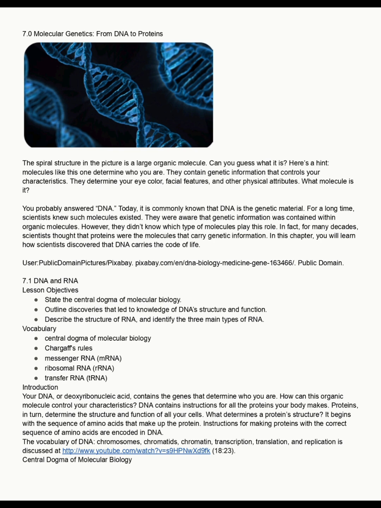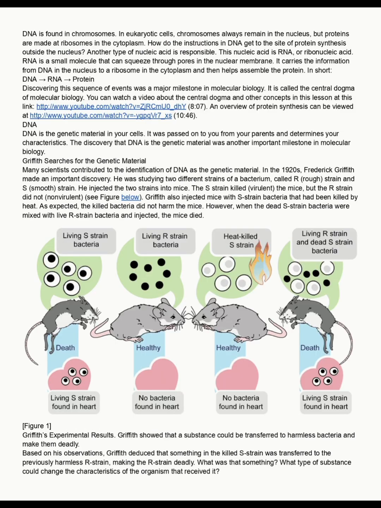Central dogma of molecular biology. DNA is found in chromosomes. In eukaryotic cells, chromosomes always remain in the nucleus, but proteins are made at ribosomes in the cytoplasm. How do the instructions in DNA get to the site of protein synthesis outside the nucleus? Another type of nucleic acid is responsible. This nucleic acid is RNA, or ribonucleic acid. RNA is a small molecule that can squeeze through pores in the nuclear membrane.